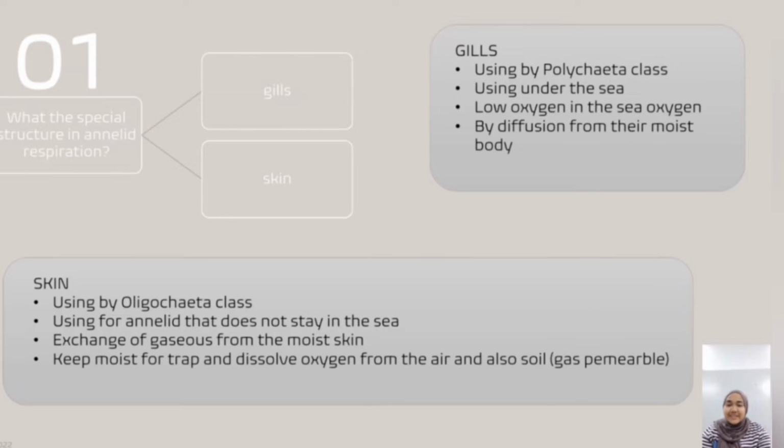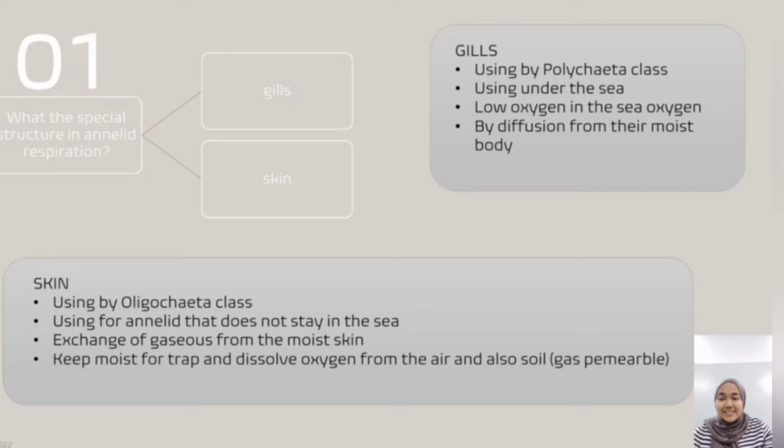First of all, the first structure that annelids have is the gill. The gill is used by annelids that stay under the sea, because the oxygen level under the sea is very low. We know that the Polychaeta class stays under the sea, right? So it is used by them. The gills work by diffusion from their moist body.